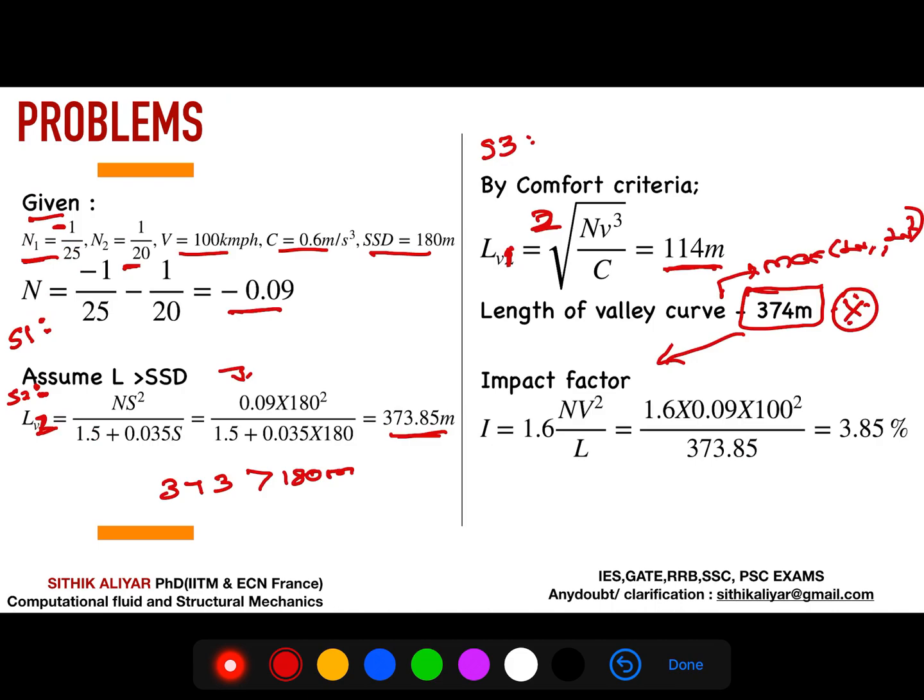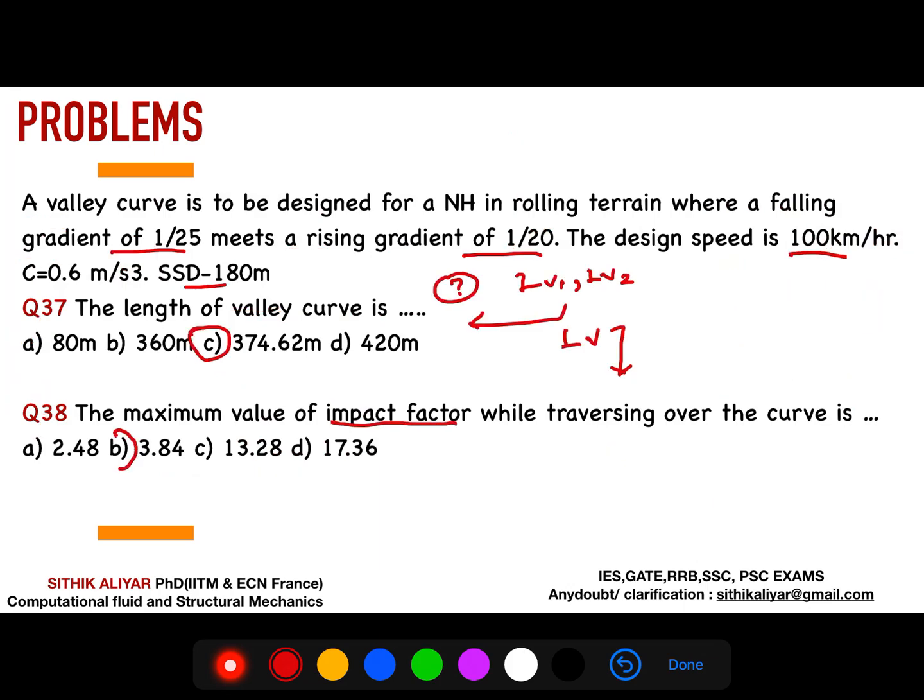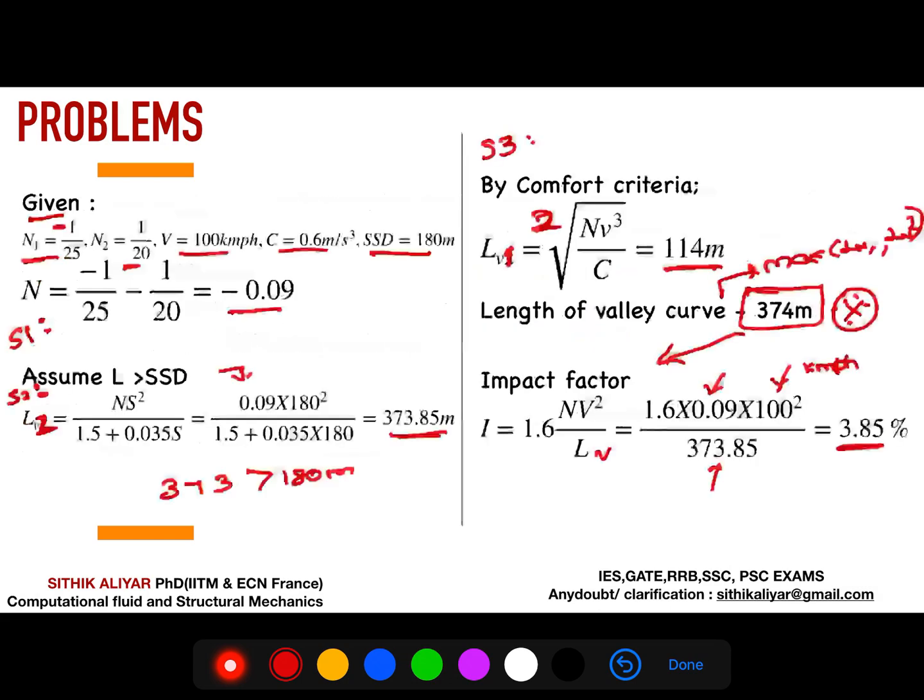Using that answer, we determine the answer for question number 38. Impact factor is 1.6 of NV square by L. N we know, the deviation angle is 0.09. Velocity is in kilometer per hour. Remember, we should substitute in kilometer per hour. The length of the valley curve value, you can directly substitute, and you will get 3.85%, which is somewhere here. Always remember, you cannot match exactly even the second or third decimal, so find the nearby value. I know 373, so I substituted 374 as the answer. Maybe you don't know what second or third decimal they used to calculate the answer, so whichever is nearby, you can use it as the answer.